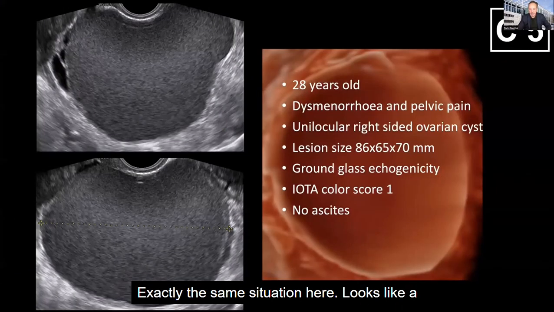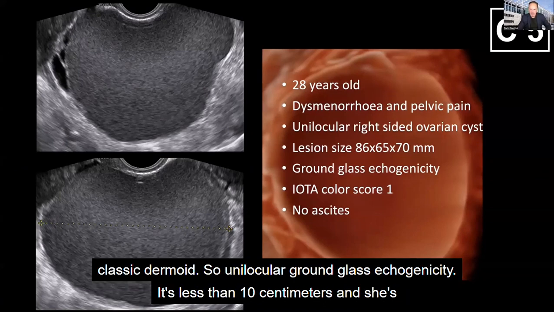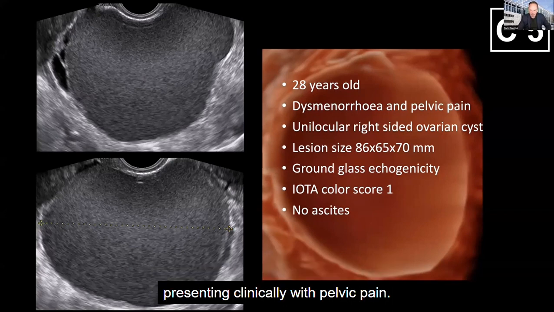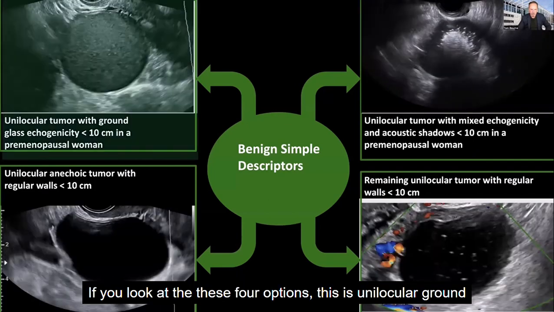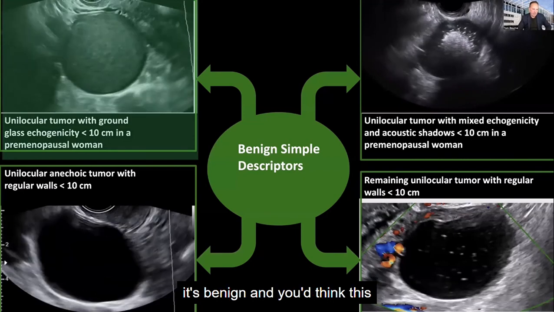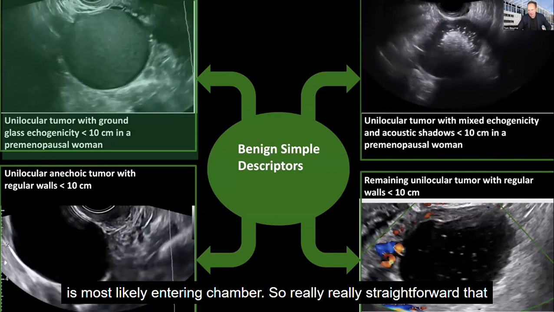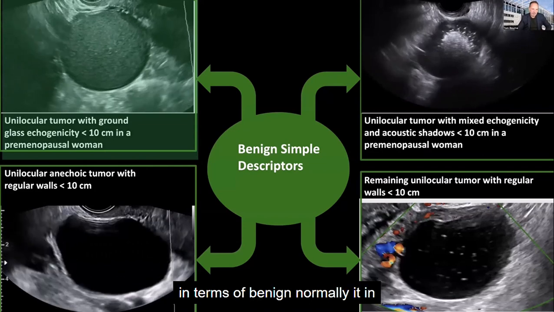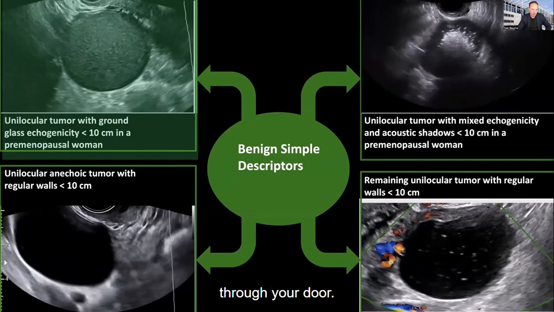Exactly the same situation here. Looks like a classic dermoid. It's unilocular, ground glass heterogeneity, it's less than 10 centimeters, and she's presenting clinically with pelvic pain. And once again, you can see clearly, if you look at these four options, this is unilocular, ground glass less than 10 in a premenopausal woman. Therefore, it's benign, and you'd think this is most likely endometrioma. So really, really straightforward, that allows you to get the diagnosis right in terms of benign or malignant in about a third of the cysts that walk in through your door.